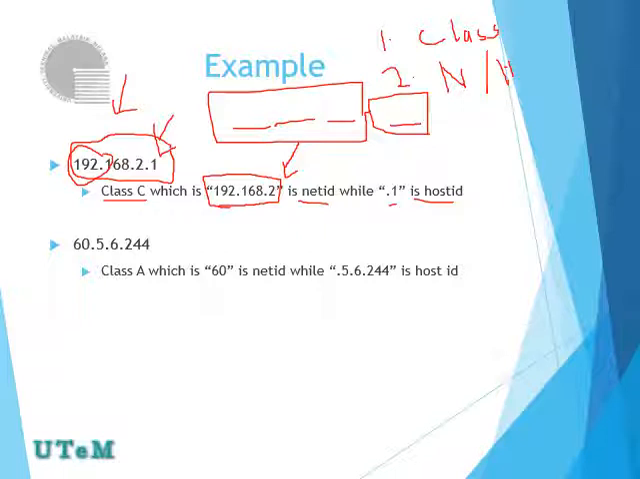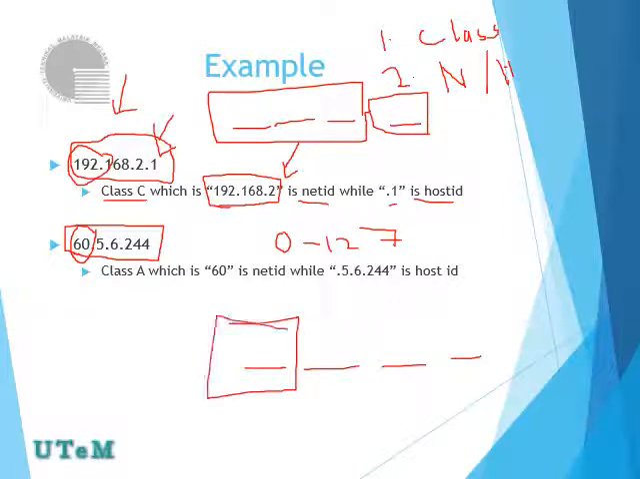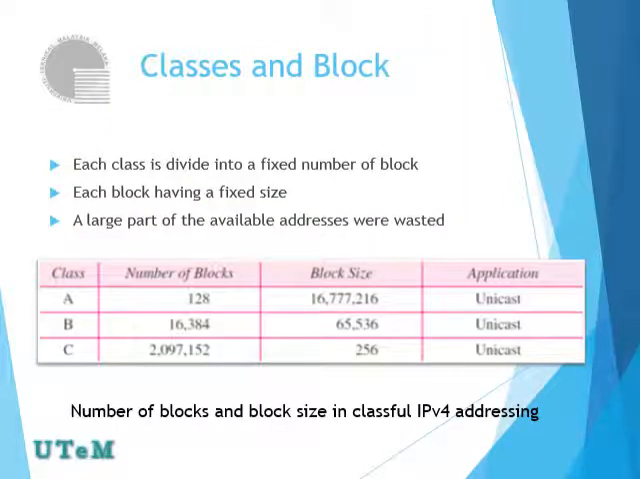Okay, the next, you are given 60.5.6.244. Let's look at the first octet and then identify the class. 60 is within 0 to 127, so this is class A. We know that in class A, only the first octet is assigned to the net ID, and the rest is host. So 60 is the net ID, and .5.6.244 is the host ID.